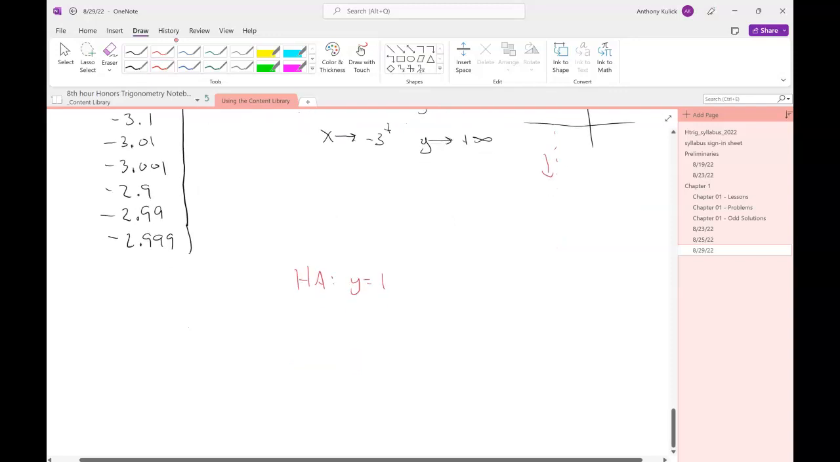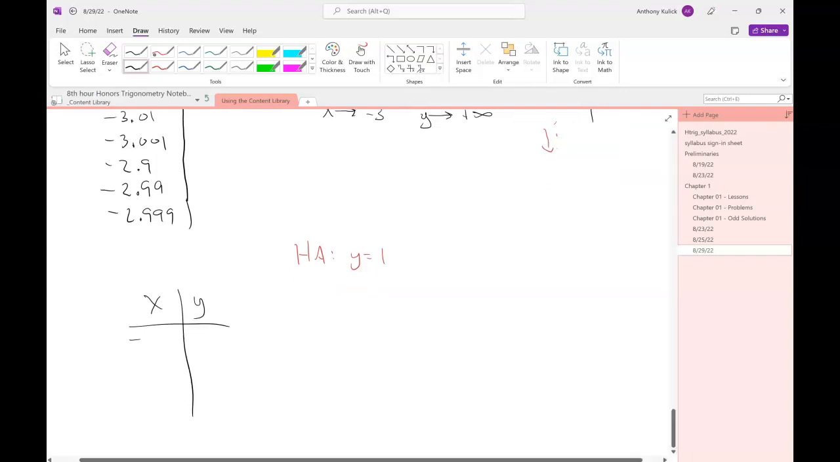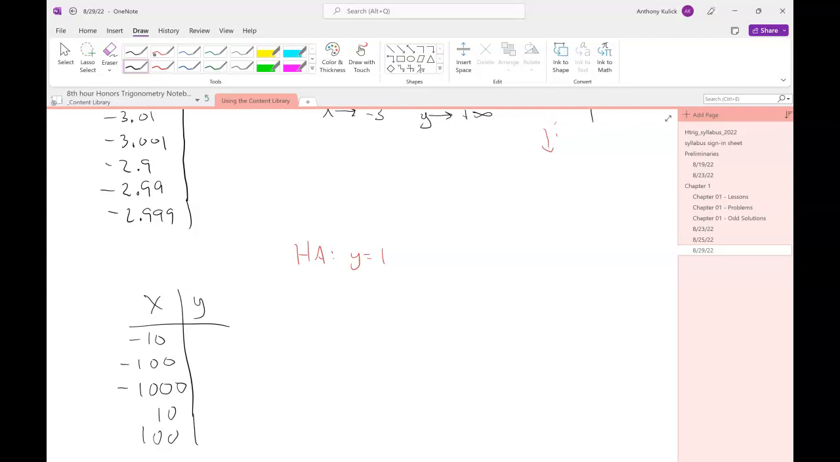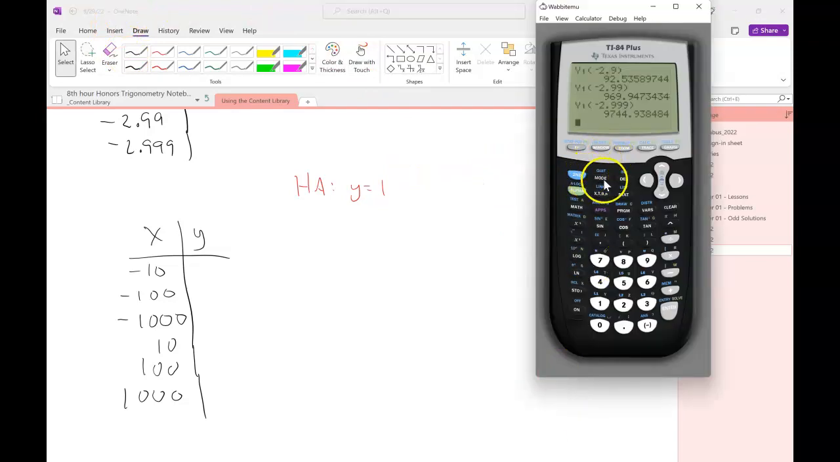What kind of table would I need to make to confirm that? Well, I'm going to pick some values as x is getting really small, and then pick some values as x is getting really big, and see what the y's are doing. Does that make sense to everybody? And hopefully that's settling down towards the value of 1.